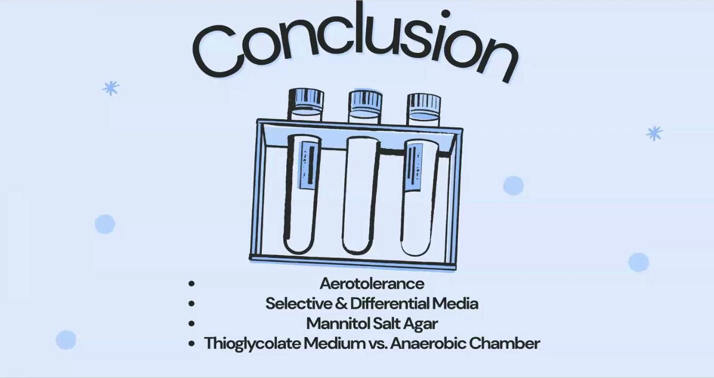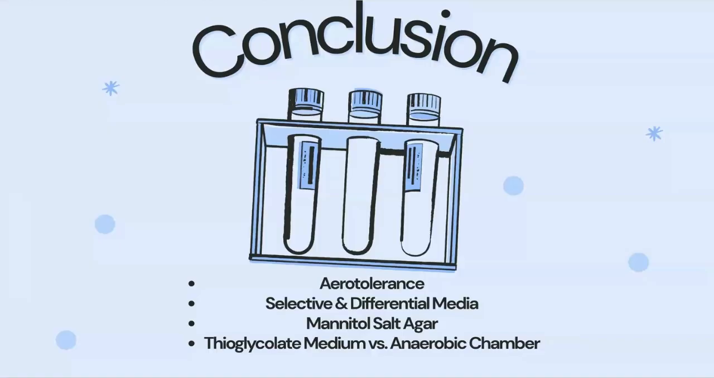When we look at the thioglycolate medium versus the anaerobic chamber, we saw that with the thioglycolate results, the E. coli was grown throughout and it was heavier near the surface because it's facultative. The A. facilis was only at the surface because it's an aerobe, and the C. perfringens only grew at the bottom because it's an anaerobe. With the anaerobic chamber results, they matched the thioglycolate patterns, which once again confirms their oxygen requirements.